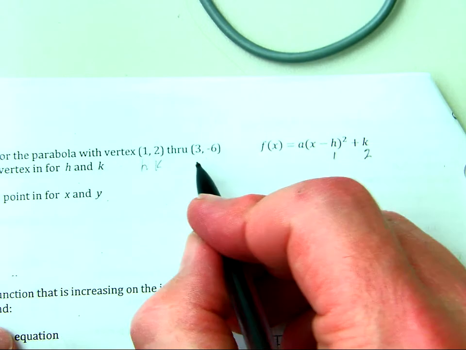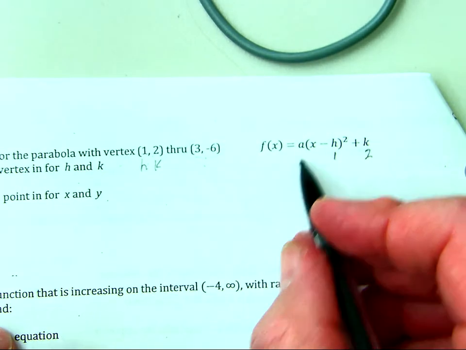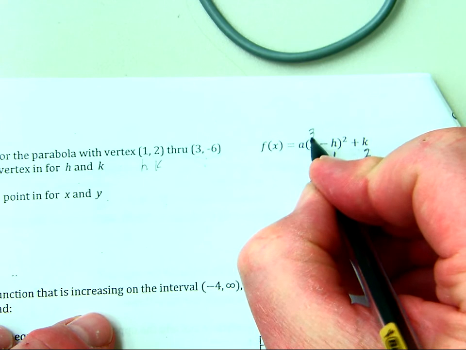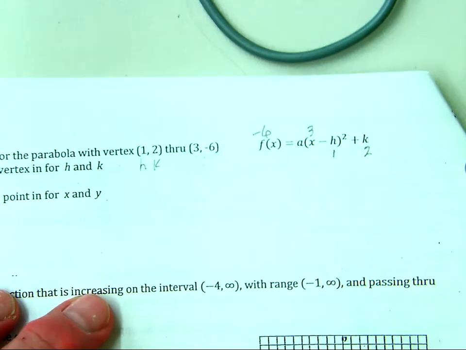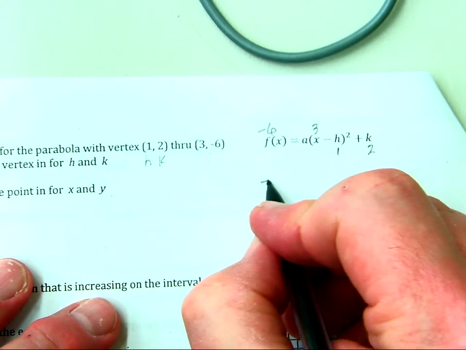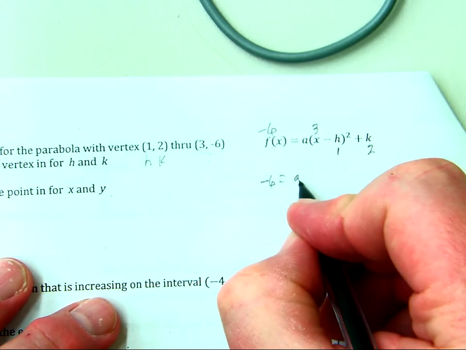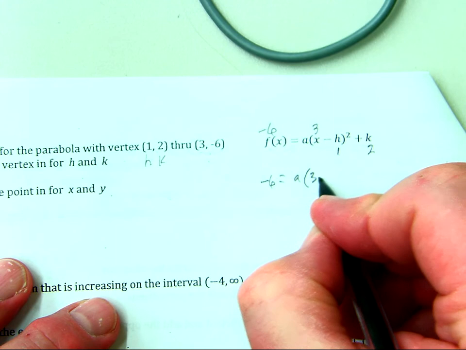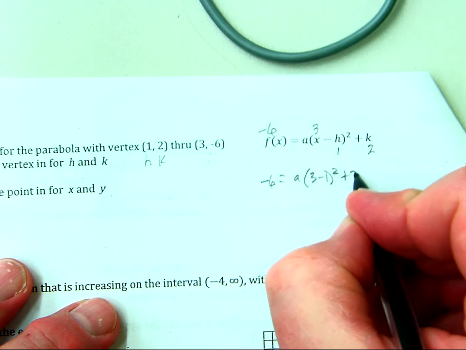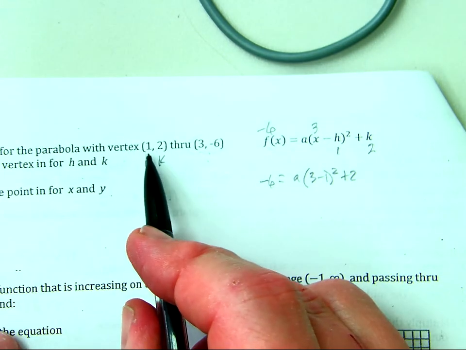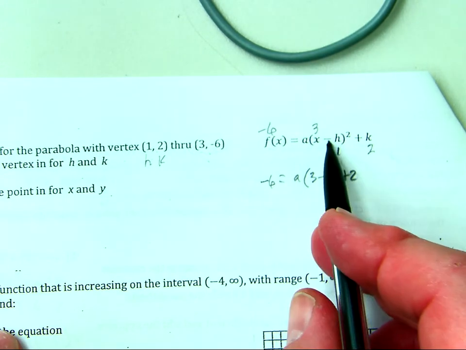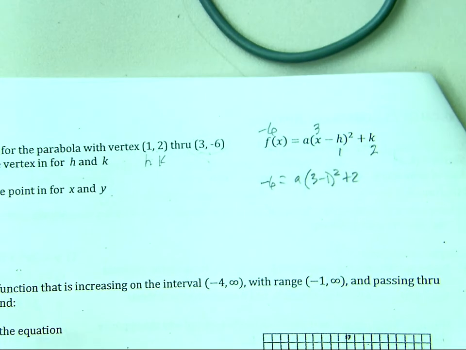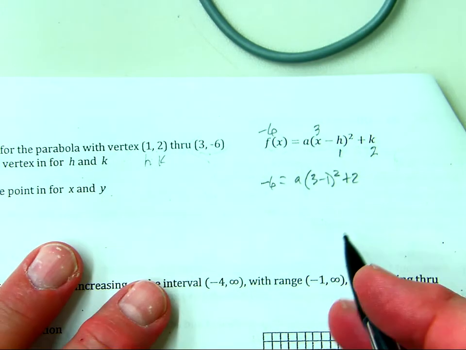Well, then they gave us the point 3, negative 6. So that means when x is 3, the f of x, which is here, is negative 6. So we can plug those in. So now we have negative 6 equals a times 3 minus 1 squared plus 2. So you see all we did was plug 1 in for h, 2 in for k, 3 in for x, negative 6 in for f of x. That's all we did. Now let's simplify and see if we can solve that for a.